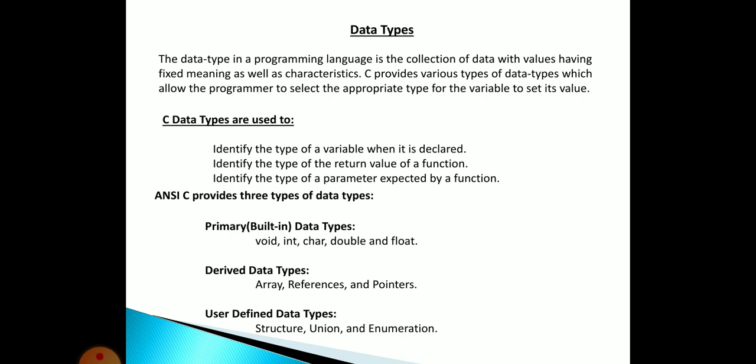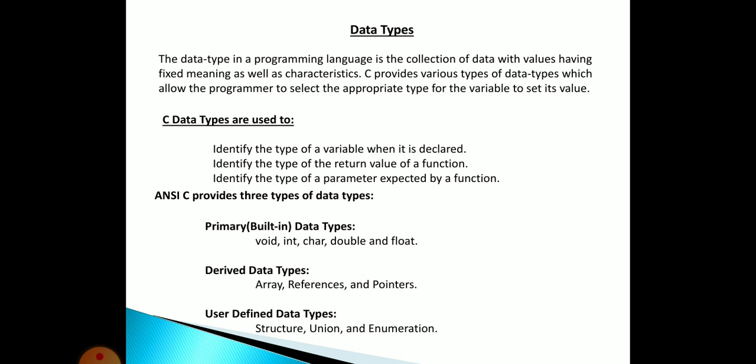So the data type is a collection of data with values having a fixed meaning. It has a fixed meaning and particular characteristics. C language is rich in its data types. These data types are storage representations, and they may vary from machine to machine, or from one programming language to another. The variety of data types available allows the programmer to select the type appropriate to the needs of the application.